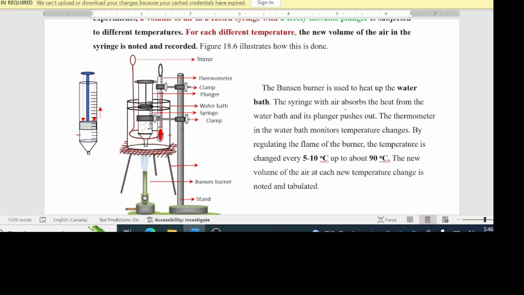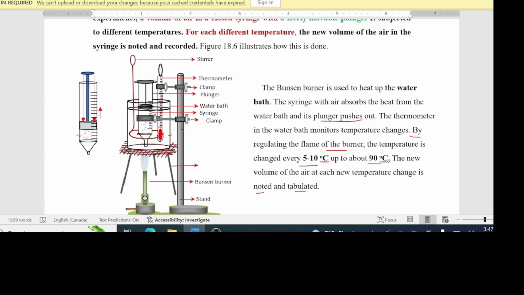The syringe absorbs the heat from the water bath, and its plunger pushes out. As the air inside here is heated, its molecules will gain kinetic energy, and that is going to cause its pressure to rise, and what it does, it pushes the plunger in that direction, as this arrow is showing here. By regulating the flame of the Bunsen burner, the temperature within the water bath is changed every 5 to 10 degrees up to about 90 degrees. The new volume of air at each new temperature change is noted and tabulated.